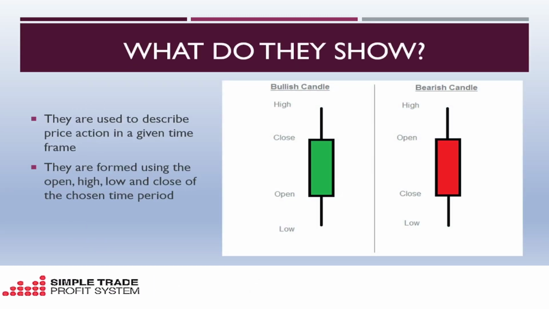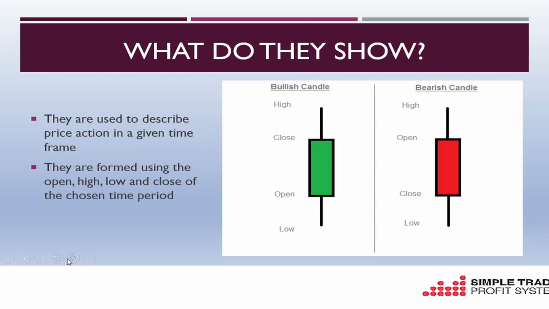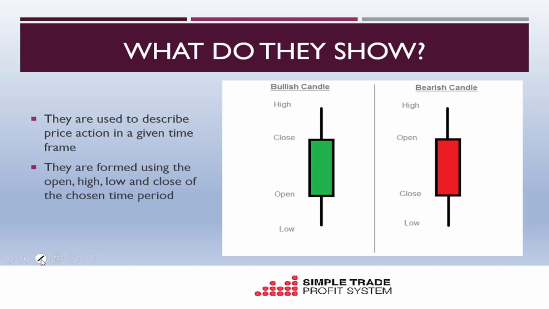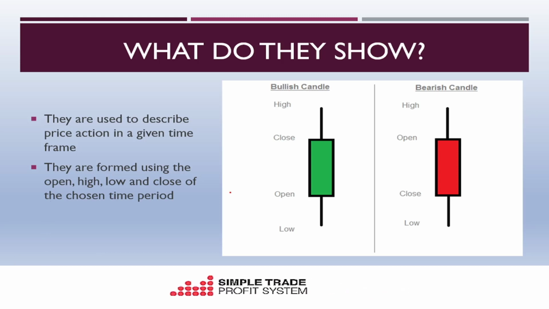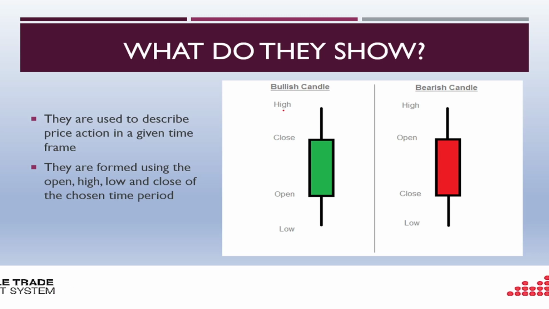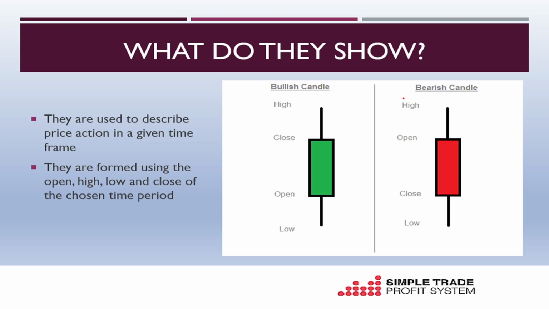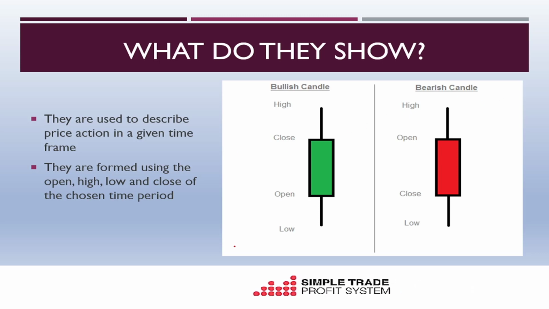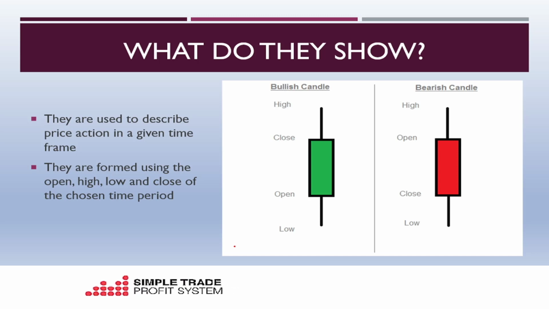So let's start. There are two types of candles, and they're usually defined by their color, green and red, although you can change the colors, but by default they're going to be green and red. A green candle is what they call a bullish candle. A red candle is a bearish candle. And these candles are used to describe price action in a given time frame.